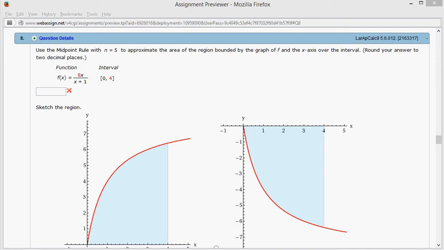Alright, let's look at the homework 5.5, 5.6, problem number 8. Alright, so we want to approximate the area under this curve from 0 to 4 using a midpoint rule with n equals 5. Alright, so let's do that.